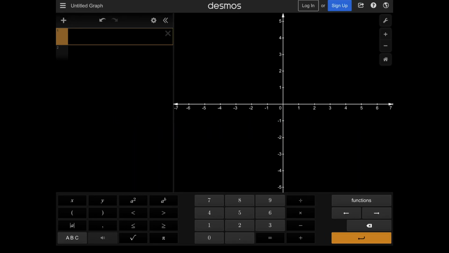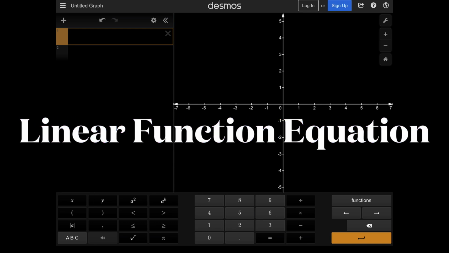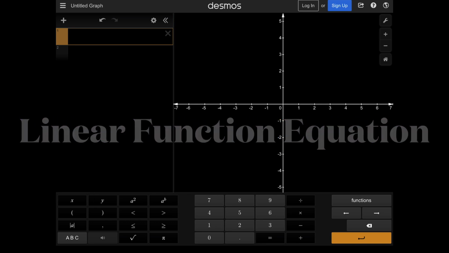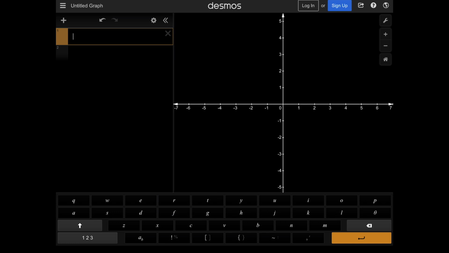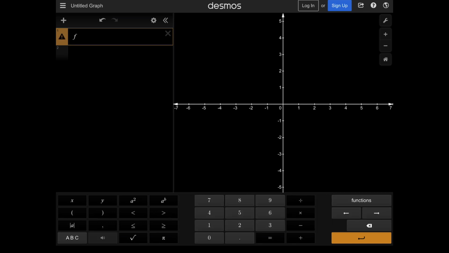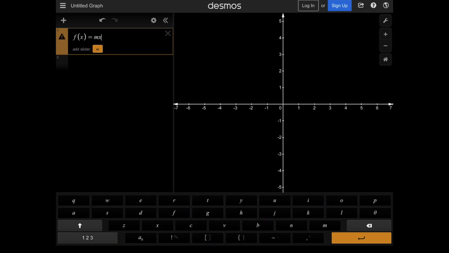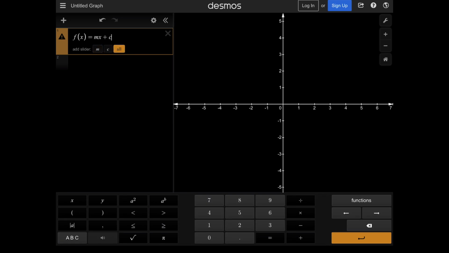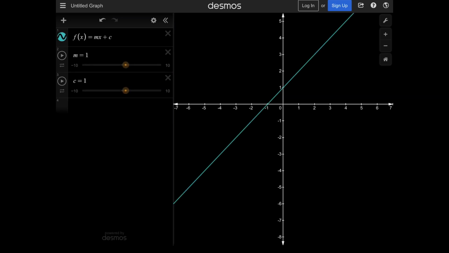In this lesson we're going to be focusing on the linear function. Okay, so we'll start off with the general form of the linear function, which always starts with f(x) equals mx plus c. Now you want to go ahead and click all to activate the sliders. Okay, so m is your gradient and c is your y-intercept.